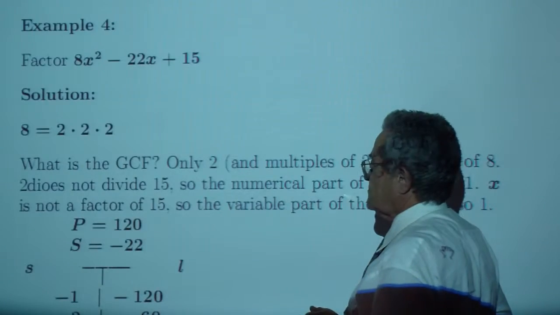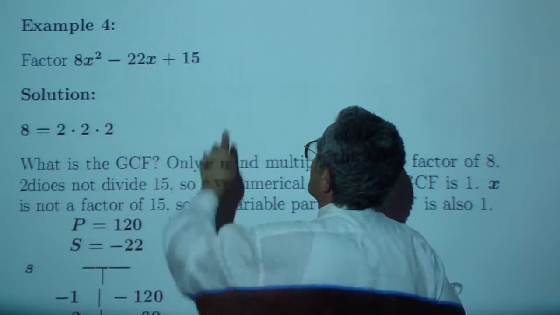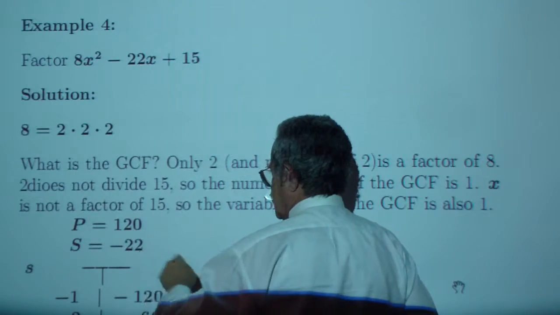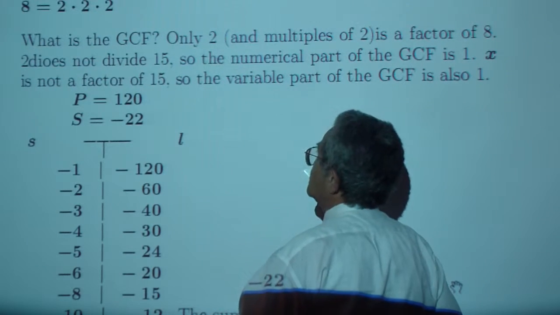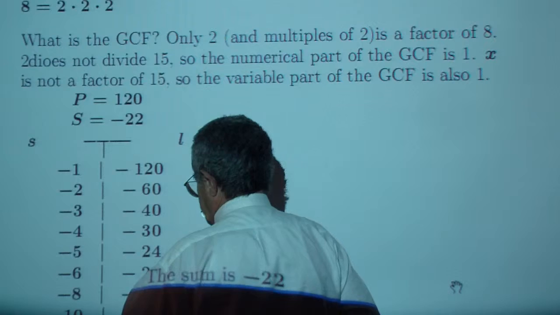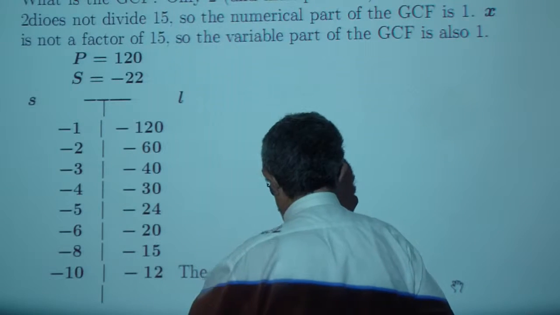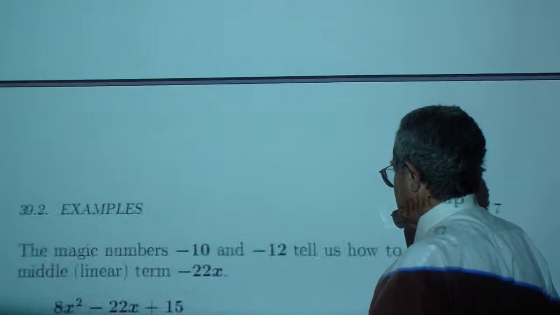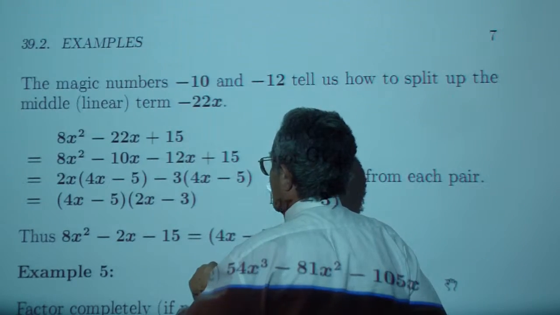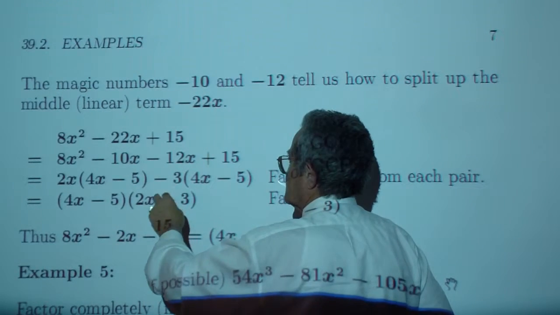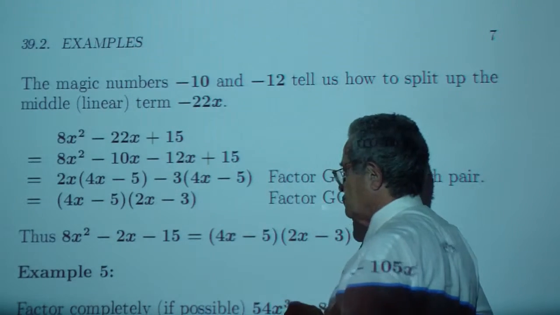Finally, we want to factor 8x squared minus 22x plus 15. Product positive 120, sum negative 22. Large number is negative. You run through your factorization like I have shown you in the previous examples. You're down to negative 10 minus 12, which is negative 22. The middle term can be split up as negative 10x minus 12x. Factor out the negative 3 to get positive 4x minus 5, and this is your factorization.